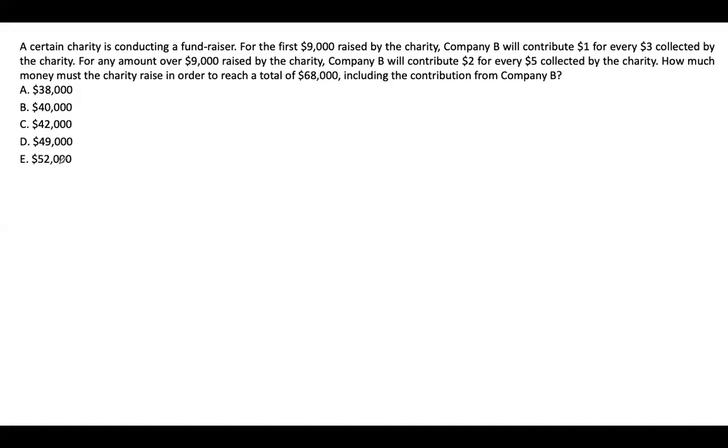A certain charity is conducting a fundraiser. For the first $9,000 raised by the charity, Company B will contribute $1 for every $3 collected by the charity. So how much has Company B contributed? For every 9,000, it will contribute $3,000. The ratio is 1 is to 3. So if it is 9,000, then Company B will contribute 3,000.